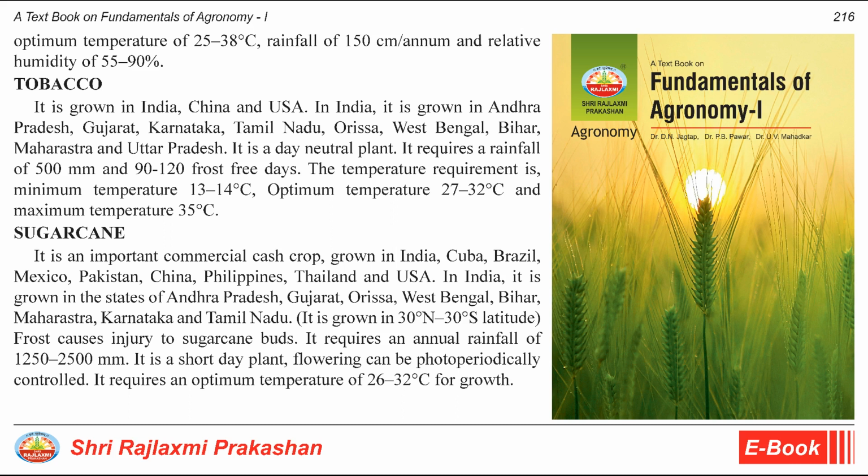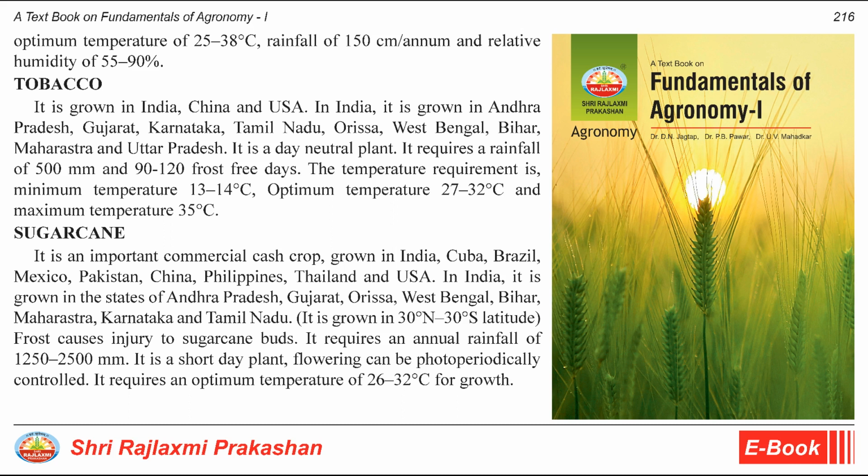Sugarcane. It is an important commercial cash crop, grown in India, Cuba, Brazil, Mexico, Pakistan, China, Philippines, Thailand and USA. In India, it is grown in the states of Andhra Pradesh, Gujarat, Odisha, West Bengal, Bihar, Maharashtra, Karnataka and Tamil Nadu. It is grown in 30° N to 30° S latitude.